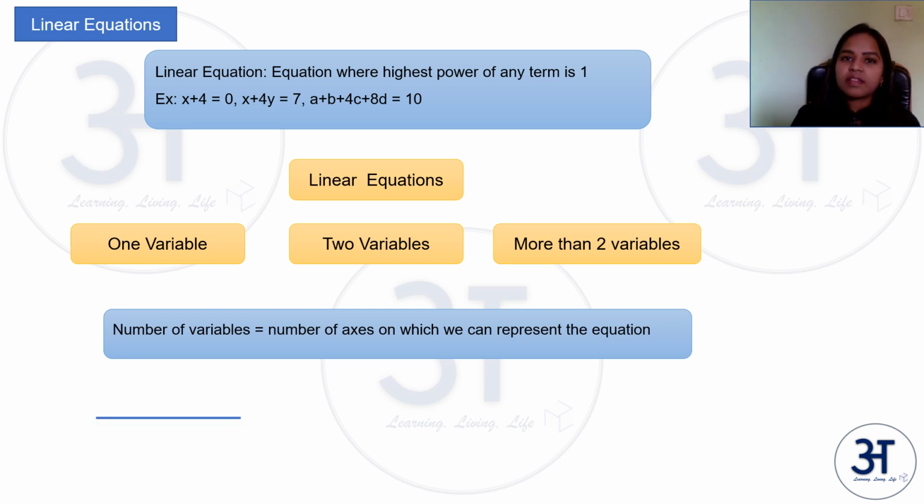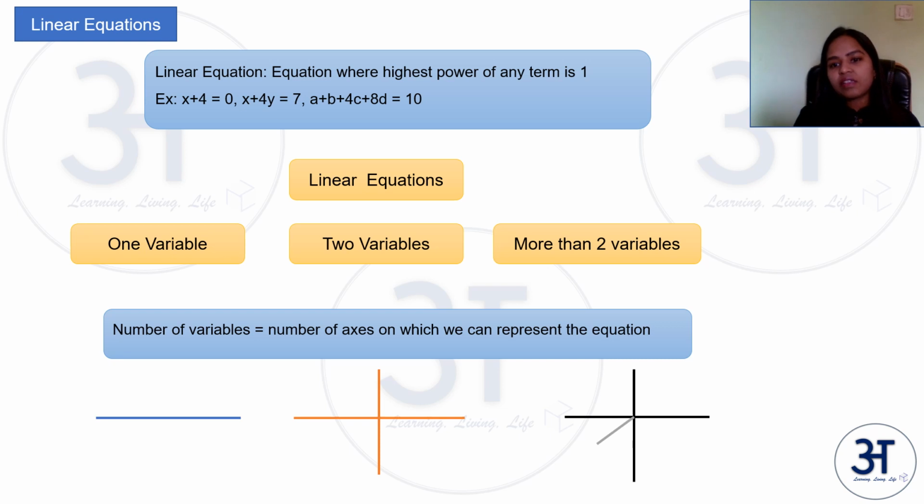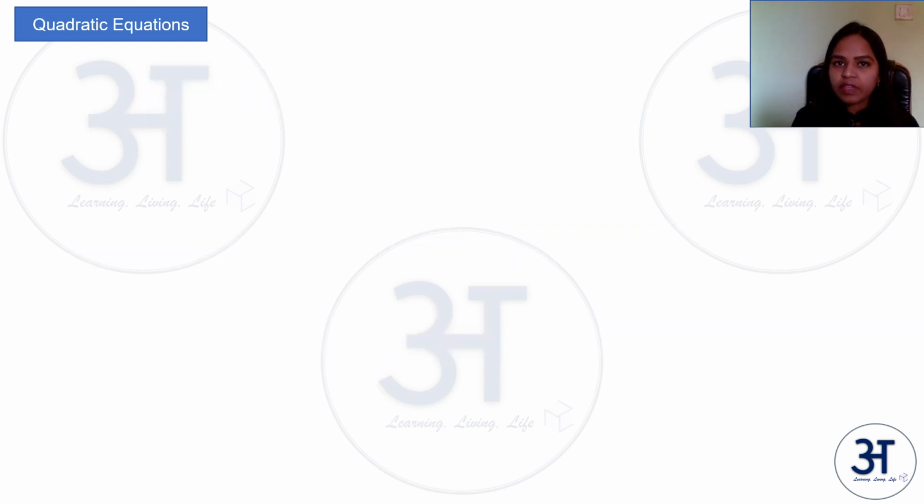So if it is a linear equation with one variable, the graph would be a straight line. If it is of two variables, it would be an xy two-axis graph. If it is a linear equation of three variables, it will be an x, y and z graph.